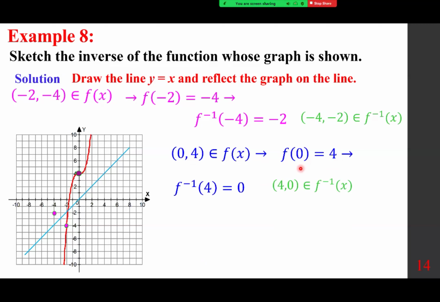But as I said, long versus short. Just go this way and say if 0, 4 belongs to f of x, 4, 0 belongs to its inverse. That's simple, okay? Now, let's locate that 4, 0. It is that one. We can pick more and more points. Let's look at another one.